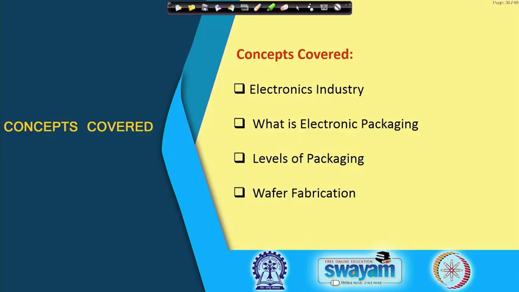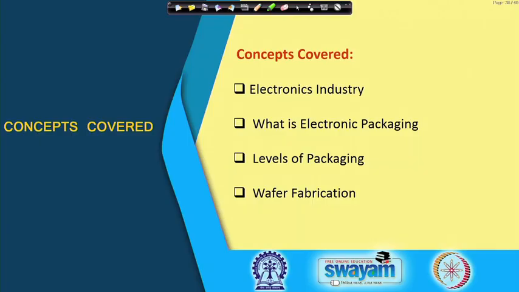Followed by that, we are going to talk about electronic packaging. What is electronic packaging? This is probably going to answer, at least partially, the first question about what we mean, what the main crux of the course is. Thereafter, we are going to talk about the different levels of packaging. I am going to just introduce the different levels of packaging, what is the first level of packaging, what is the second level of packaging, and so on.